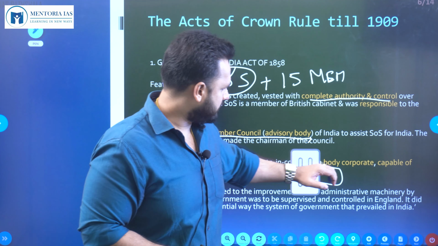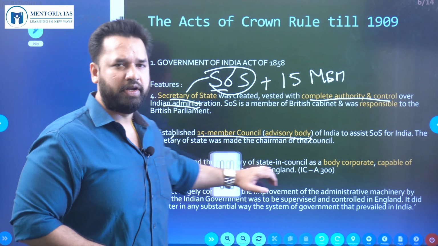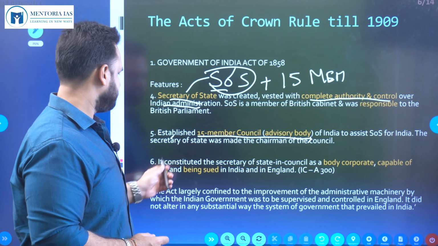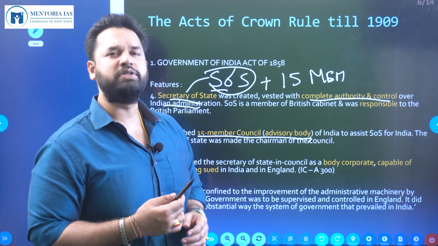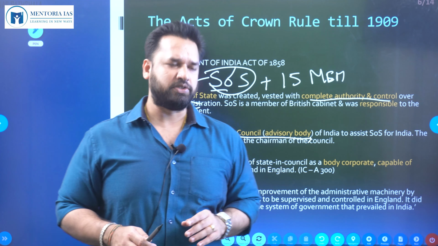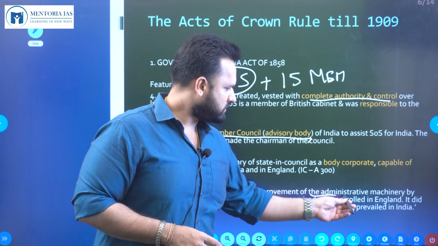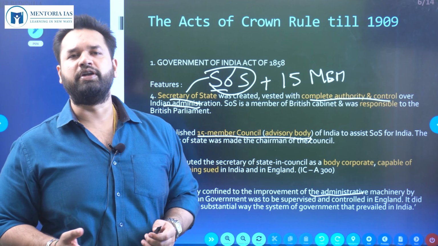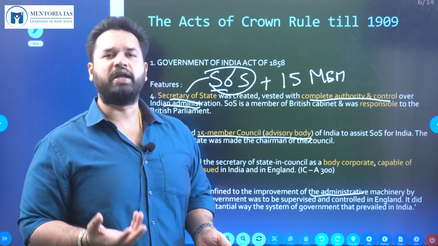Okay, coming back to the topic. The Government of India Act 1858. What is the next feature? It mainly focused on administration. It did not change much. Only administration was changed. The Governor General of India became the Viceroy and the Secretary of State came into being.